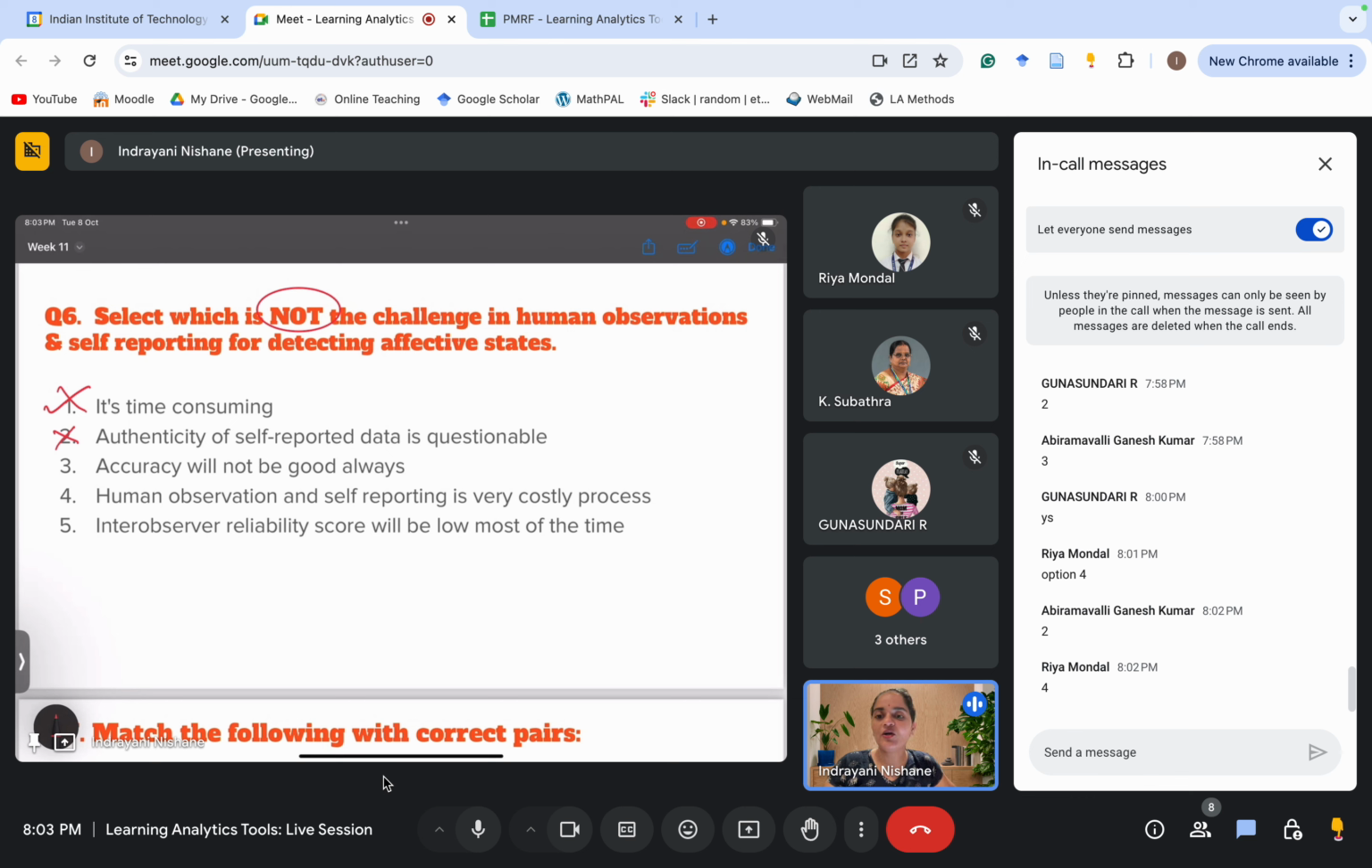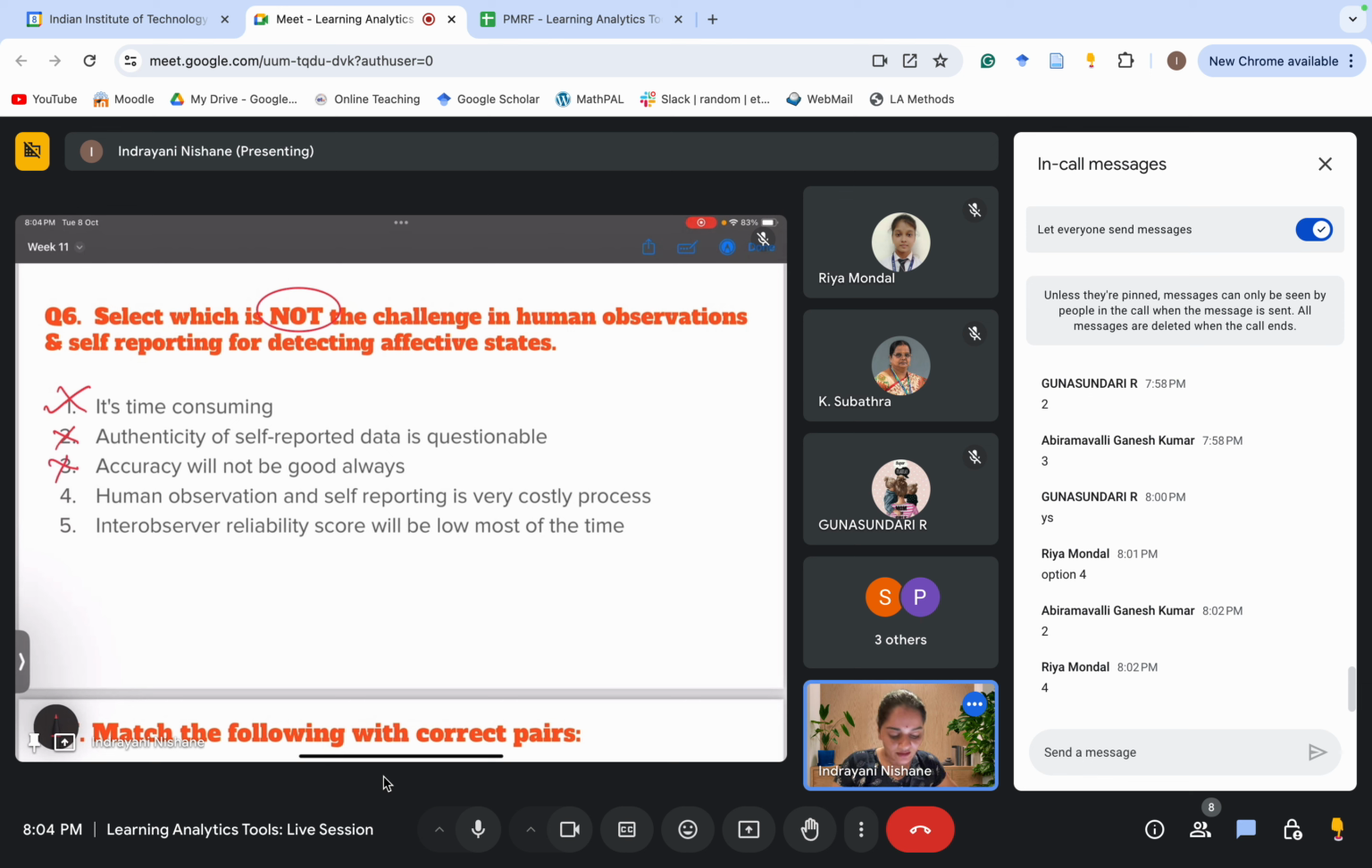Then, accuracy will not be good always. The accuracy of the data will depend on the humans who are observing and coding particular facial expressions as a particular emotion. If multiple humans are involved, then there has to be inter-rater agreement. All of them have to agree that a certain set of facial expressions is related to one emotion only, or at least the majority of them have to agree. So accuracy is always in question for human observation and self-reporting. So this is also one of the challenges.